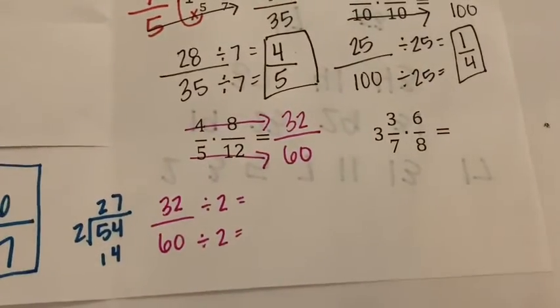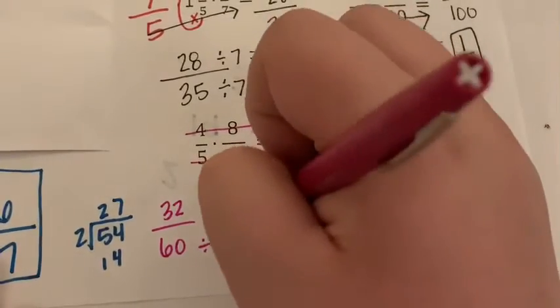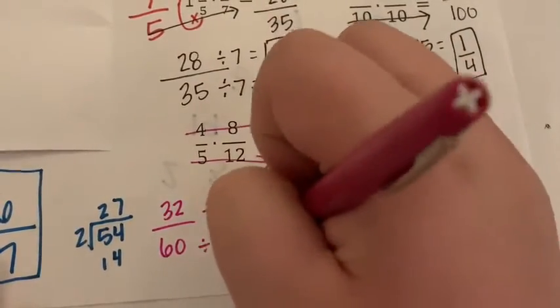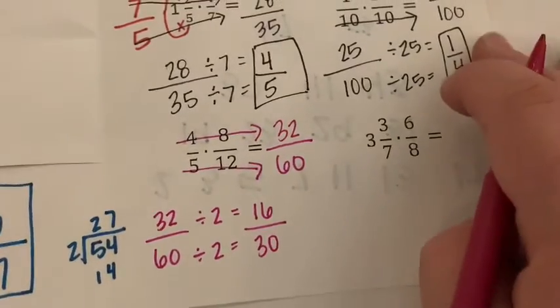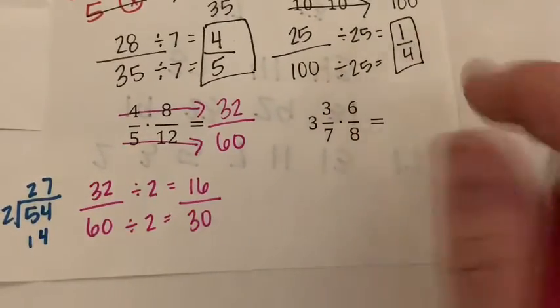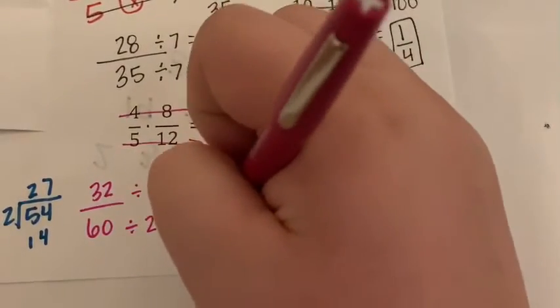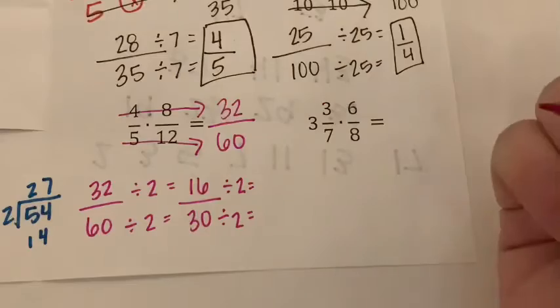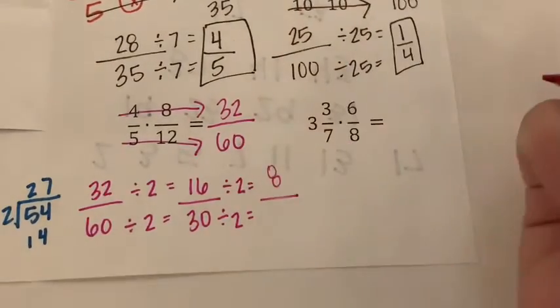What's 32 divided by 2? 16. And 60 divided by 2 is 30. So do they simplify again? Yes. Now we can divide by 2 again. 16 divided by 2 is 8. And 30 divided by 2 is 15.